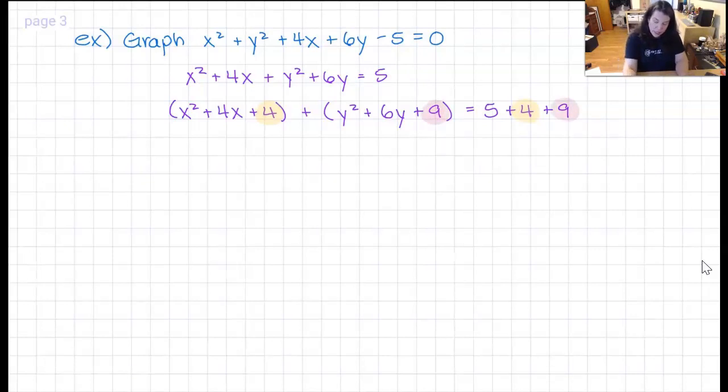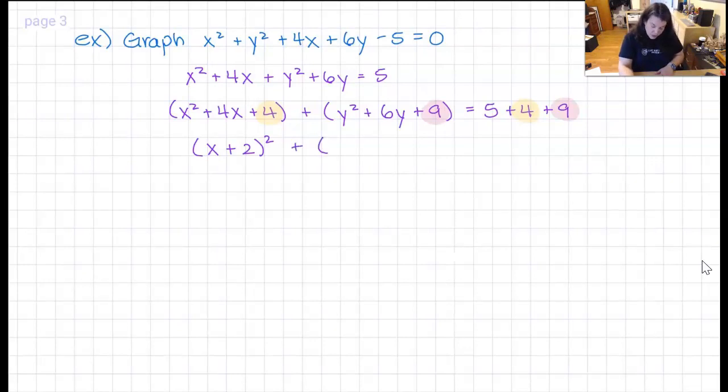But now that we've got that, it's going to be really easy to put it in the right form, because now these are quadratics that are perfect squares. So x² + 4x + 4 can factor into (x + 2) squared. Remember, as long as you completed the square correctly, you always know to take half of b, half of 4 is 2, and that tells you what to put in the parentheses.